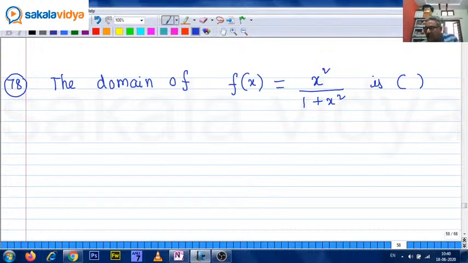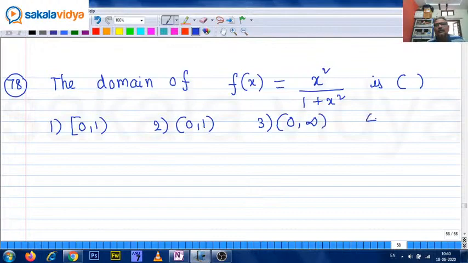Not necessary for mod graphs only. If you draw, you will get no problem. First option 0, 1 open, second one 0, 1, third 0 to fourth 0, 2.